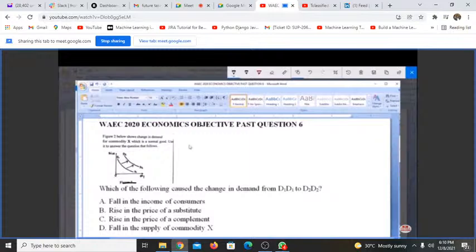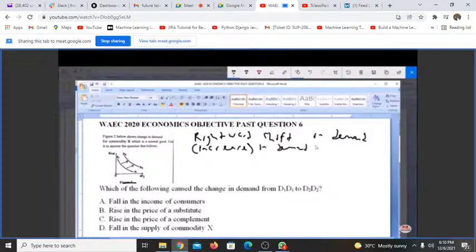Now, this diagram depicts what is known as a rightward shift in demand. A rightward shift in demand, and this is an increase. This depicts an increase in demand at a constant price. So the price remains constant, but the demand for that particular product or commodity increases. So we are asked what could be the cause of such an increase in demand.